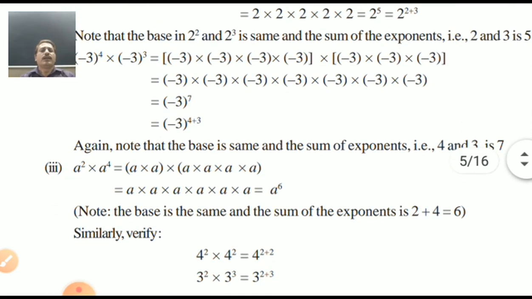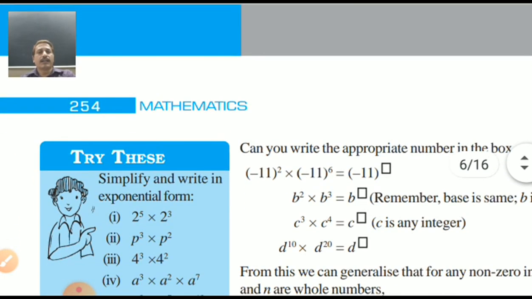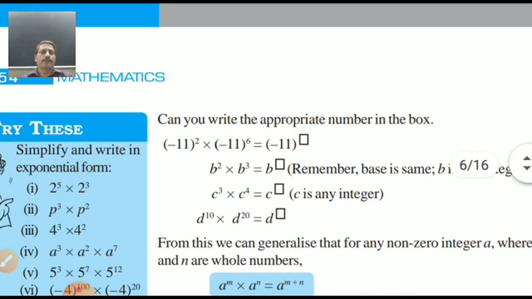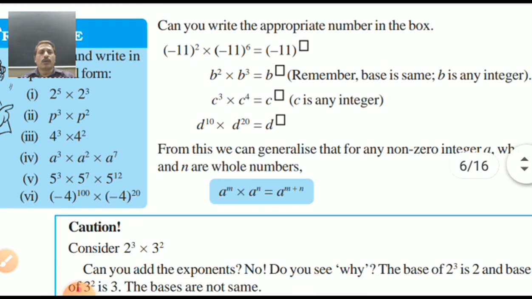So here in general format, suppose there are number a and number a. Both bases are same. One is the square and second is the 4. So 4 plus 2, 6. General rules, you can make it here for 11 also. Minus 11 raised to 2 into minus 11 raised to 6. Common. Think about 6 plus 2, 8. In the box you can write 8. So we can write here with the blue color.